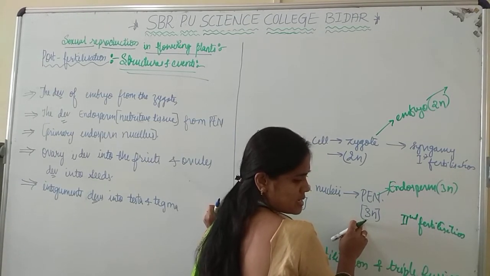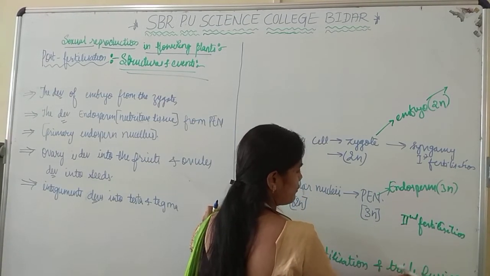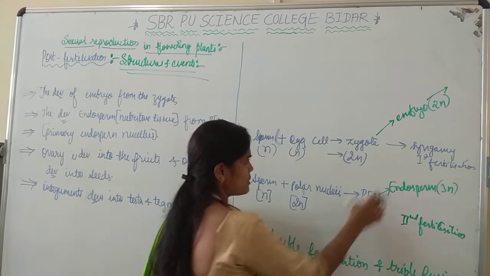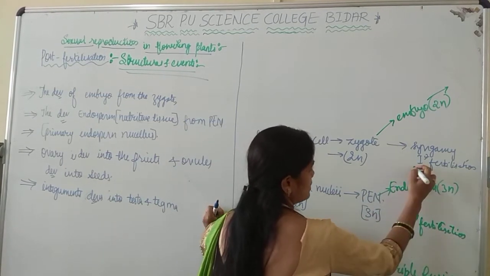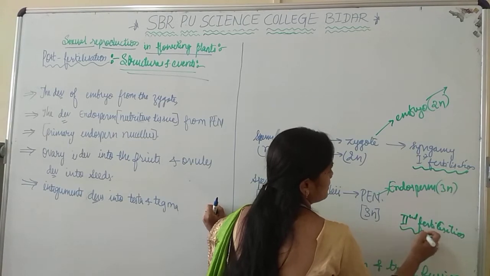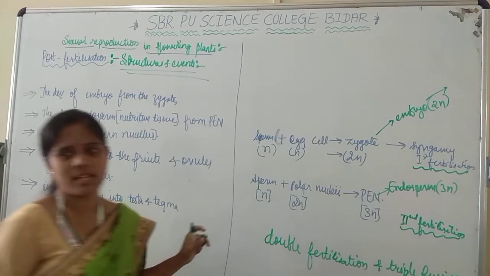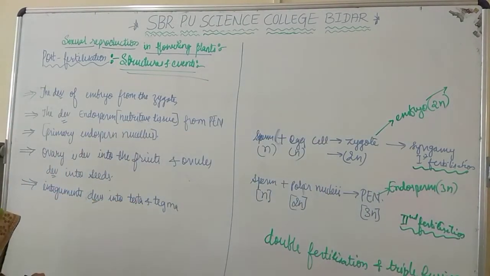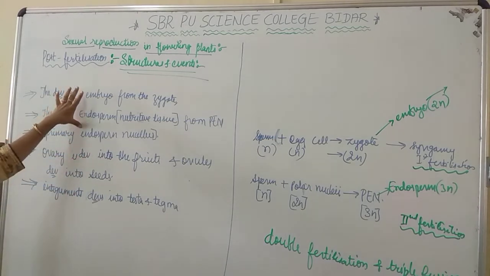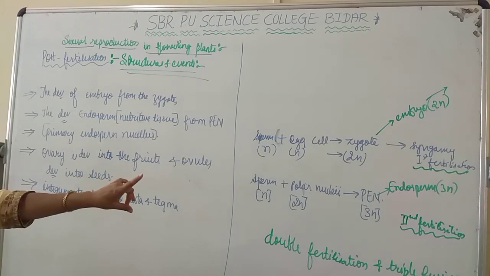Primary endosperm useless, isn't it? So that is triple fusion. Double fertilization means first fertilization, second fertilization. This is one fertilization, this is another fertilization. Two fertilizations: double fertilization, triple fusion. Immediately after fertilization, we find these things. That comes under the post-fertilization events, which form the different structures and events I have written on the board. Okay, beta? This too you people have understood, or I have written already there.